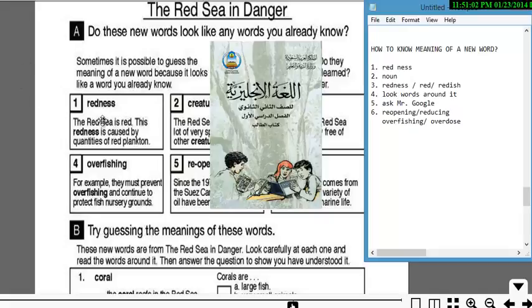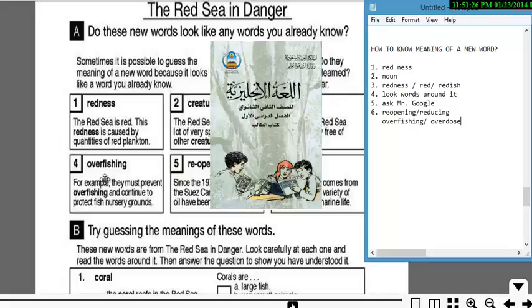So redness is about the color red, and creature is about something being created, like all creatures. There's a human, there's an animal, and so on. A plant is a creature. And there is totally, which is an adverb, and that has to do with the adjective total, sorry, the noun total. And there's overfishing.